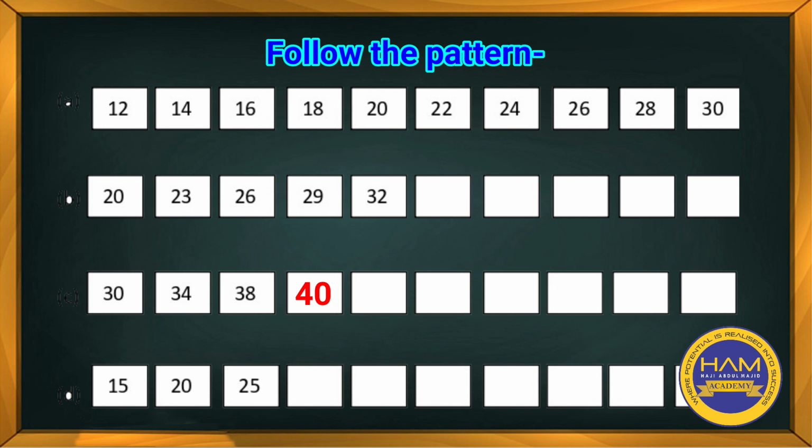Last, 15, 20, 25. Here we can find the difference of 5 in each of these numbers. So what will be the next number? It will be 30, then 35. So in this manner you can fill all the empty boxes.